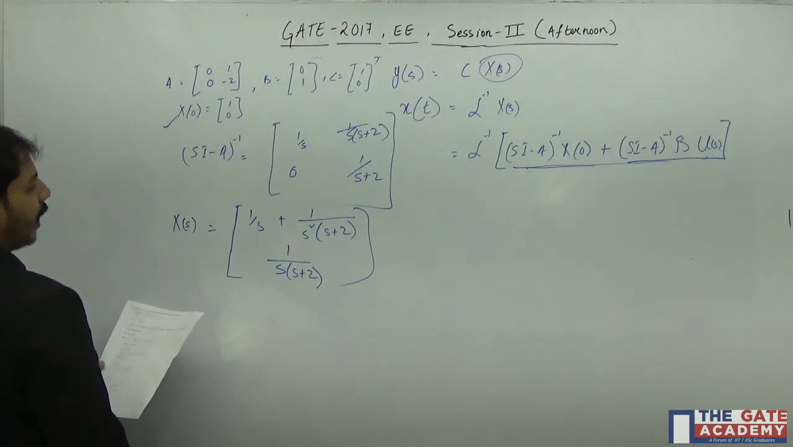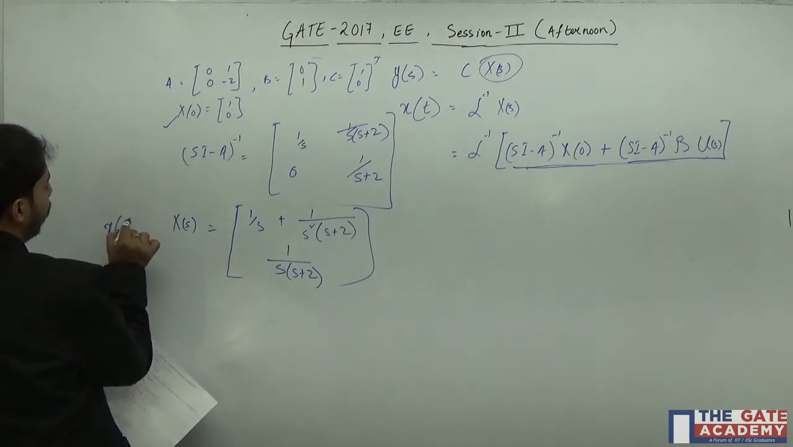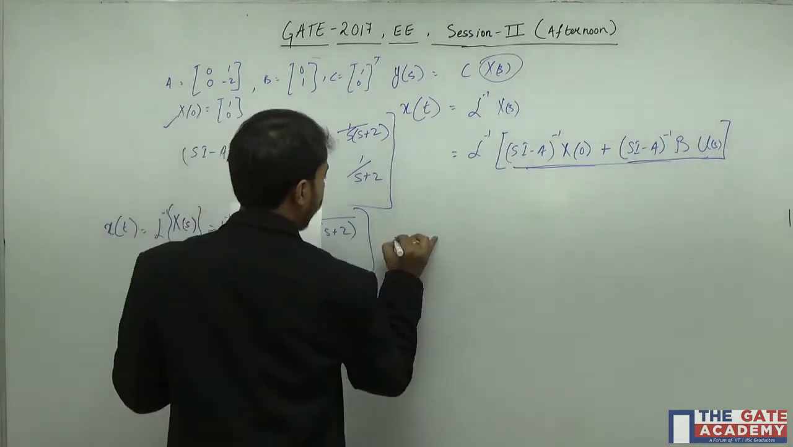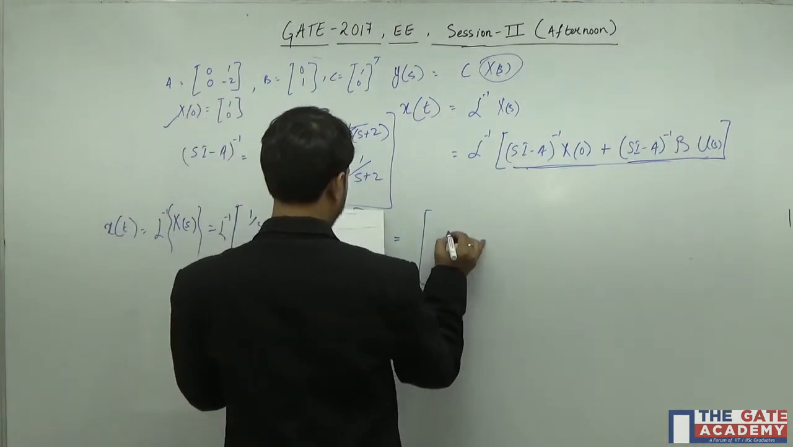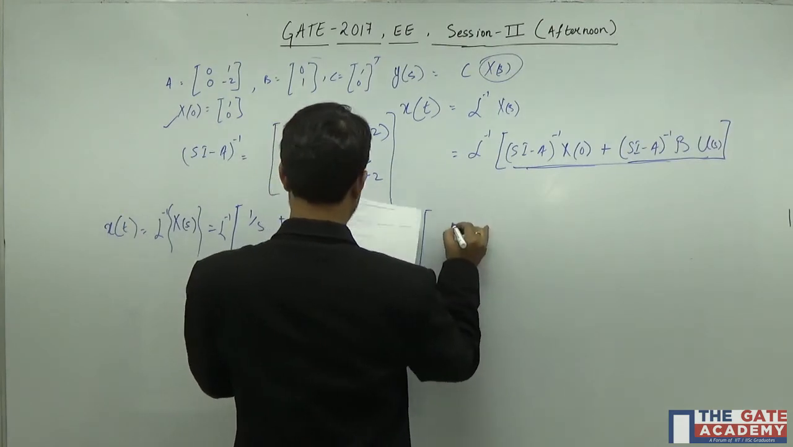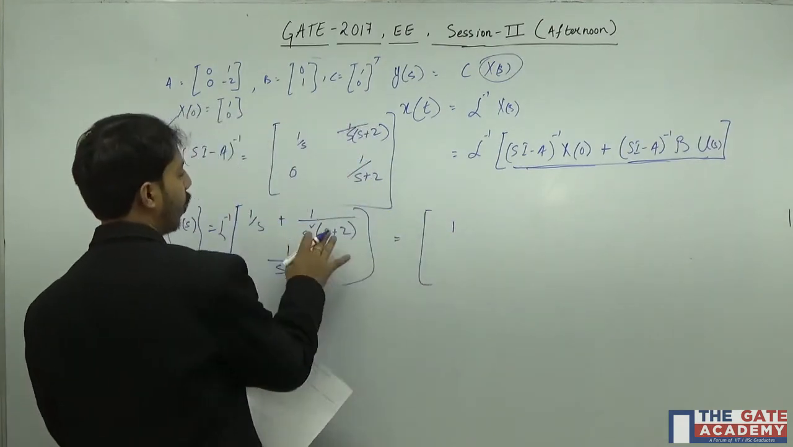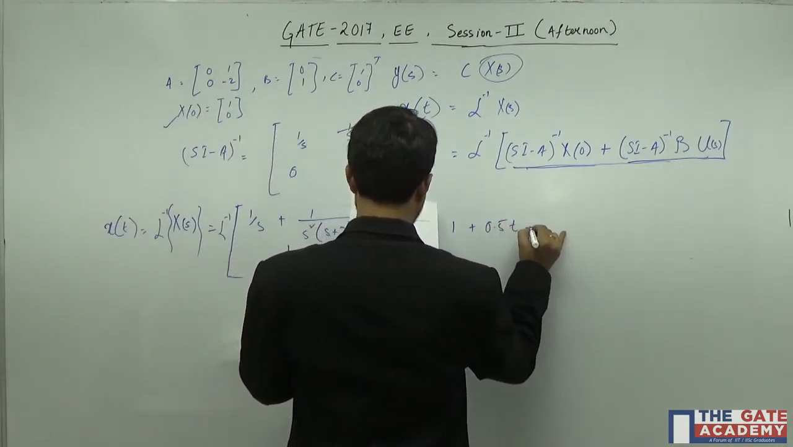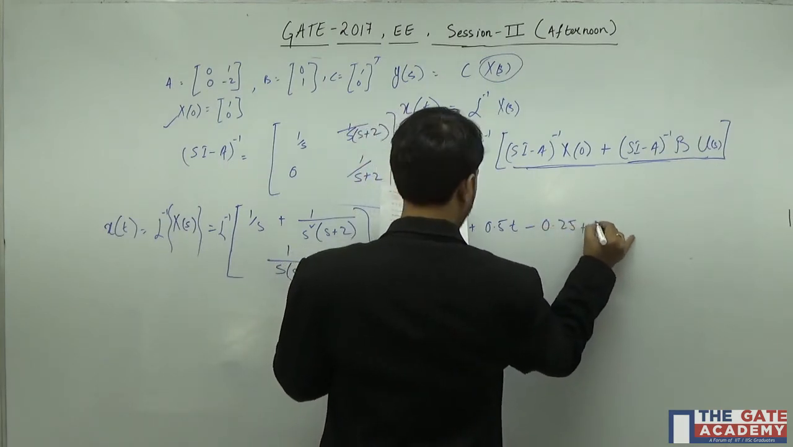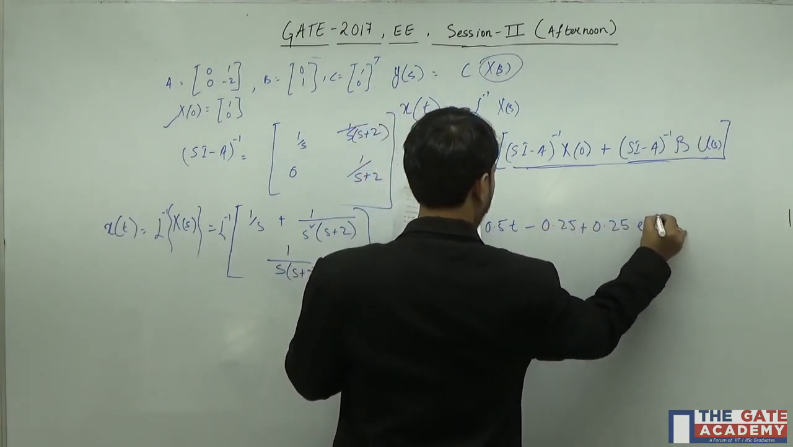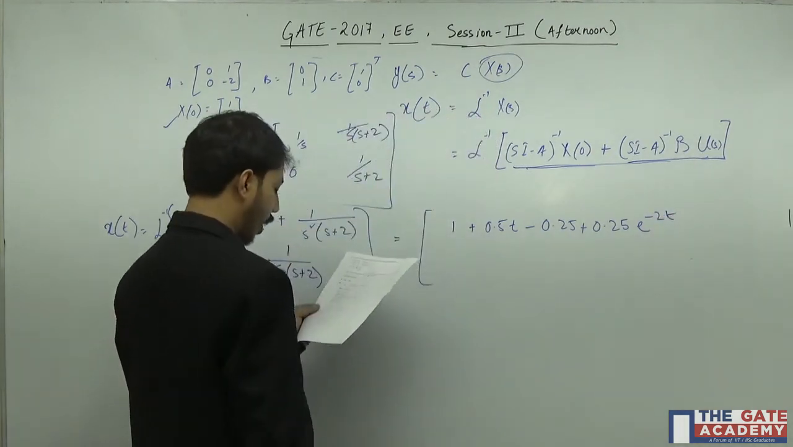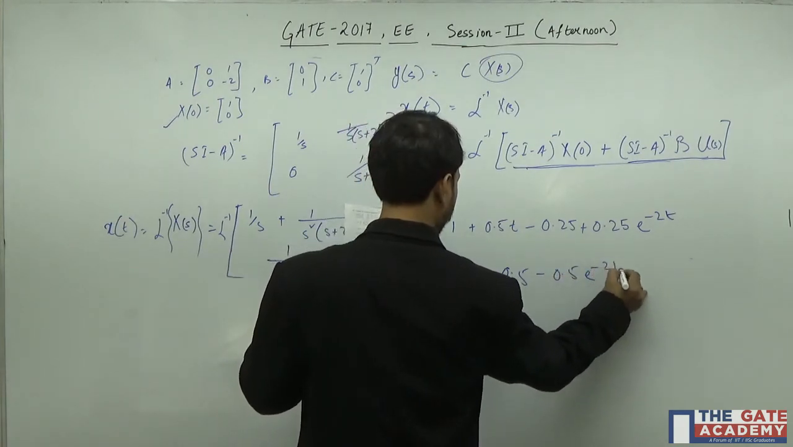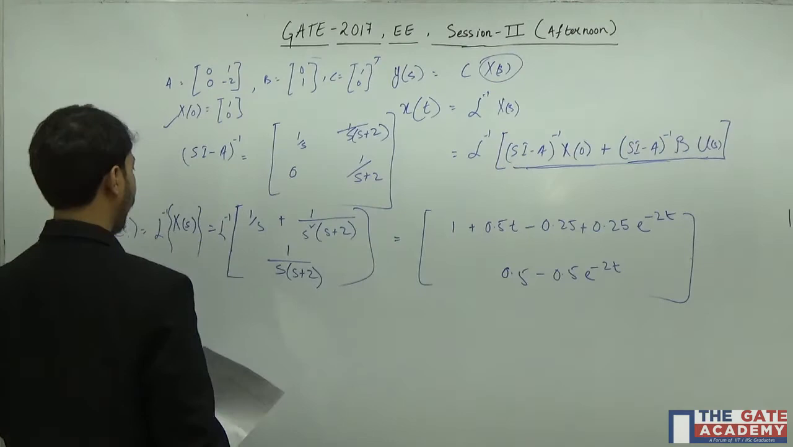Okay, now if I take Laplace inverse, that means x(t) is nothing but Laplace inverse of this particular thing. So if I take Laplace inverse of this, after partial fraction, I will perform partial fraction here, and what I will get is 0.5t minus 0.25 plus 0.25 e to the power minus 2t. This is what I will get. And 0.5 minus 0.5 e to the power minus 2t. So this is my x(t).